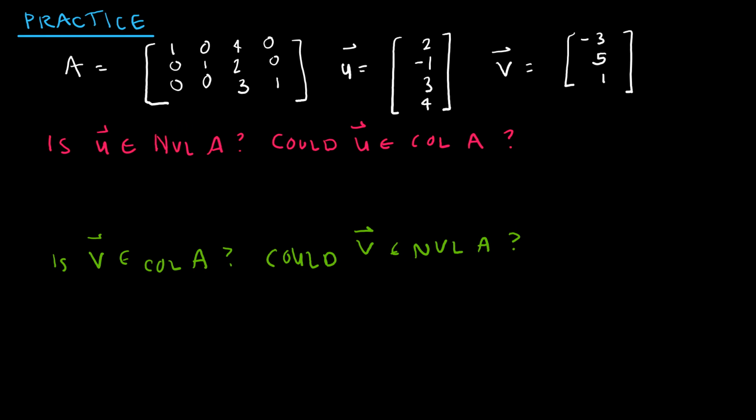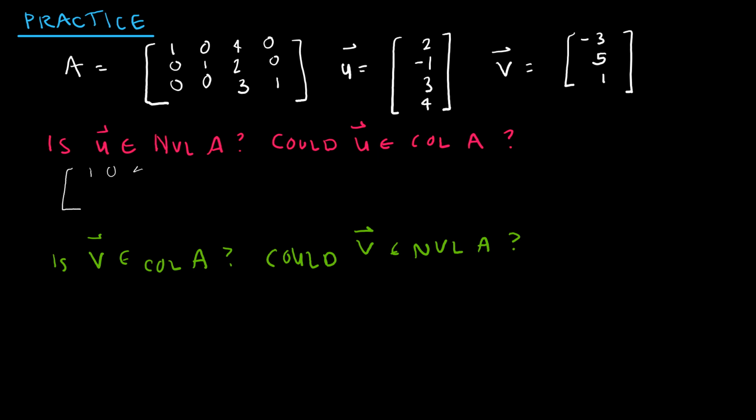One last practice for us. Again, 2 parts, so press pause, try both parts of this question, and then press play to see how you did. So the first thing to talk about here is A with respect to U. So the first question says, is U in null A? And of course, we already know how to do this.